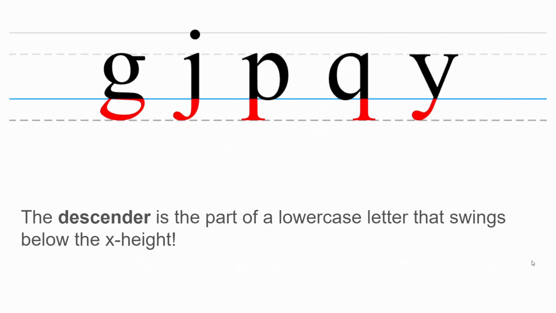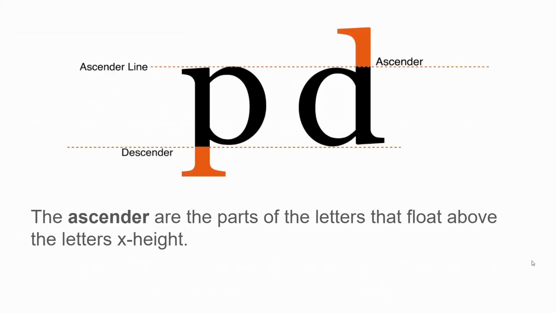The parts that flow down below on the Y that we just saw, and also on the G, the J, the P, and the Q, these are called descenders. These are the parts that swing below the body's X height. An ascender is like the H and the little T we saw earlier. And on this letter D, the biggest part of the body of the letter D is in the X height area, but parts of it ascend or go above the X height.